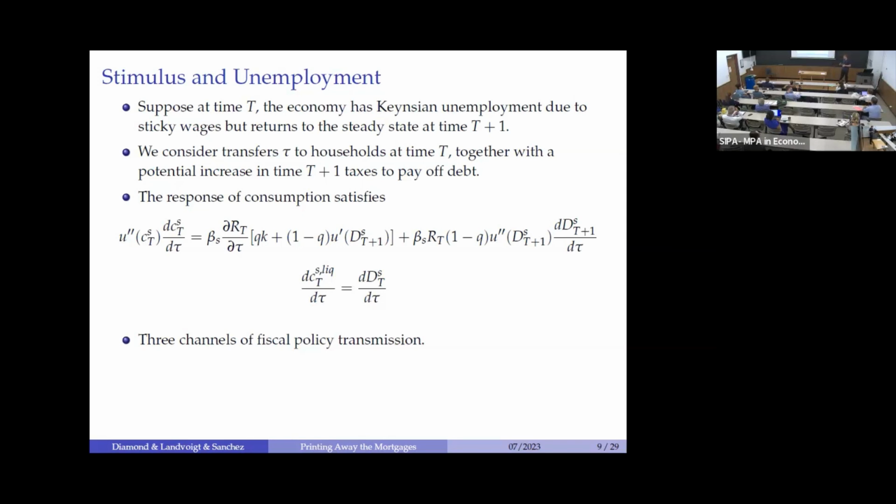But what that means is that the real interest rate is going to be affected today. So here, just to show you how this works, we're going to consider a transfer to households at time t, and this is when we have disequilibrium in the labor market. At time t plus one, we're going to clear the labor market again, and then we're going to see what happens. So if I perturb the household Euler equation, I get a few different channels for how it works.